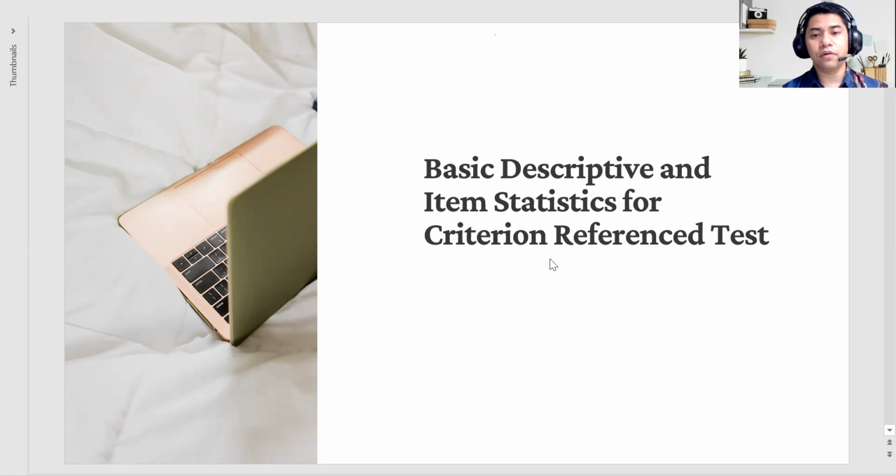In this opportunity, we would like to present some slides about basic descriptive and item statistics for Criterion reference test, which still relates to the earlier discussion from Mbak Yuli and Pak Munawir from the previous chapter about the quality of the test items from Criterion reference test.